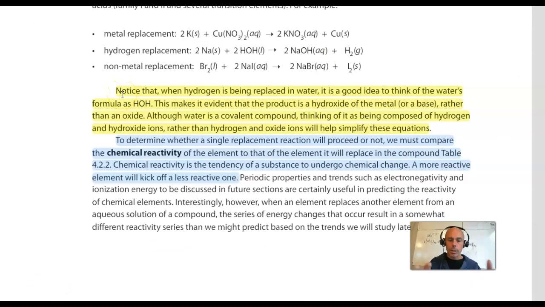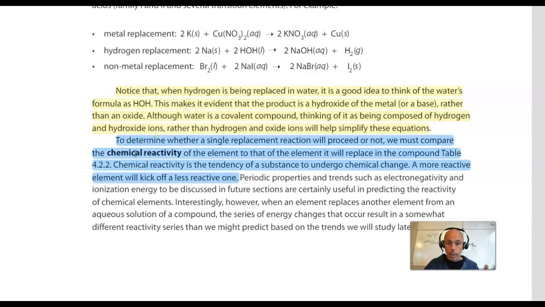This highlight in yellow is mentioning what I did a moment ago, which is to notice that when hydrogen is being replaced in water, to think of water's formula as HOH, as the hydrogen cation and hydroxide anion, which makes it evident that the product will be a hydroxide. That hydroxide will remain when hydrogen gets kicked out.